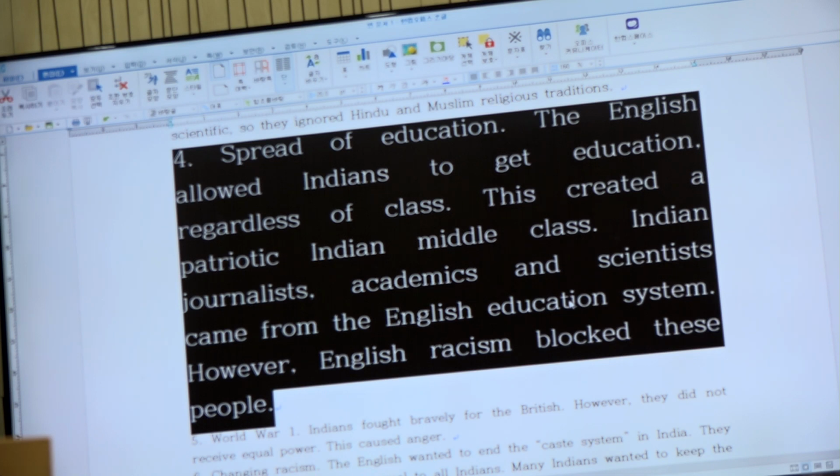They became journalists, academics, and scientists. And they started to think like English people. So, these people study English education, they study John Locke, they study Isaac Newton, and they expect equality, and they expect human rights, and they expect progress. However, the English educated Indian people and then didn't give them opportunities. English racism blocked these people from becoming powerful. So these educated people who deserved power, who wanted power, couldn't have it. So, this is a good thing, it's also a bad thing.